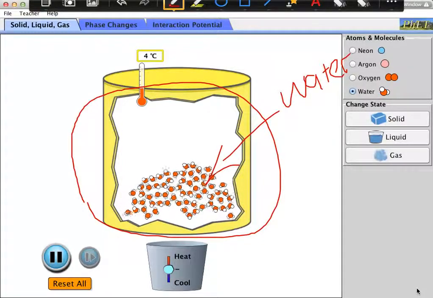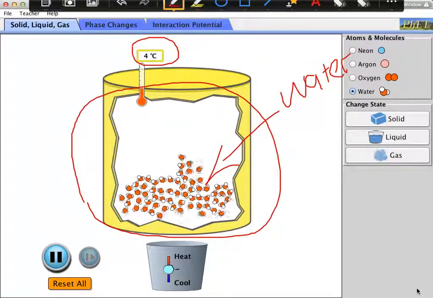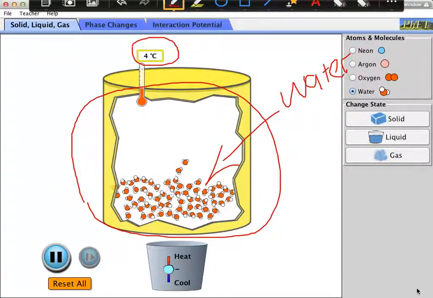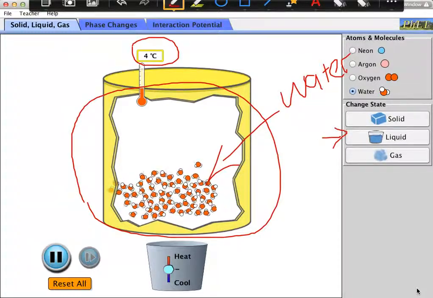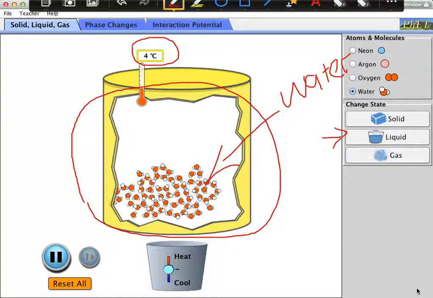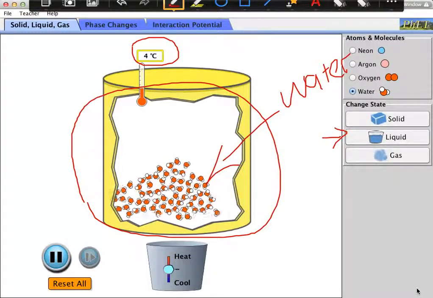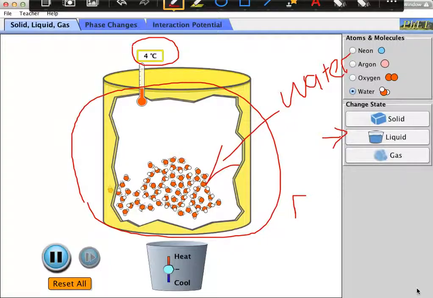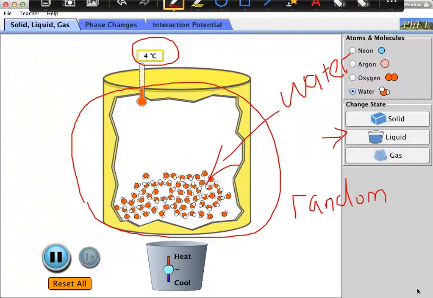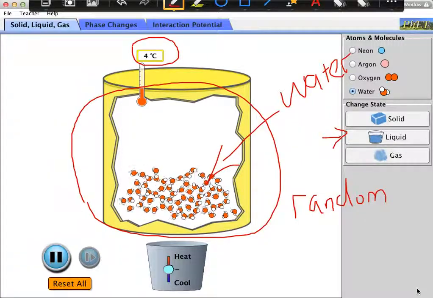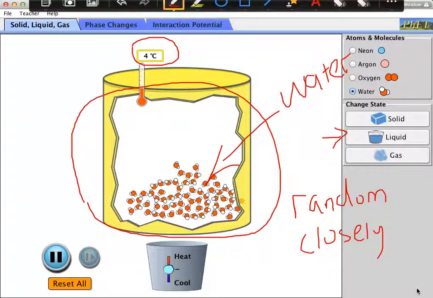If you look at the temperature, currently it's at 4 degrees Celsius. At 4 degrees Celsius, water exists in the liquid state. When it exists in the liquid state, you'll notice that the molecules are randomly arranged. At the same time, they are still closely packed.